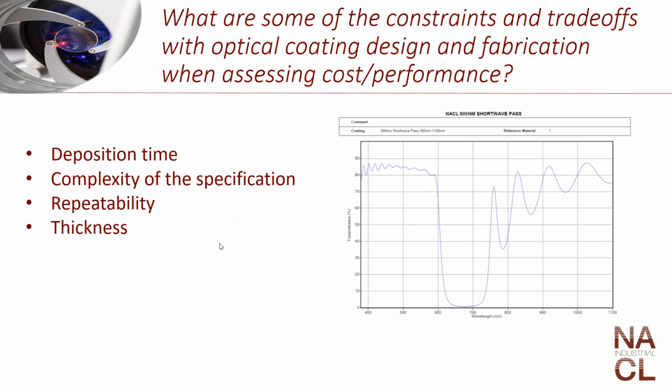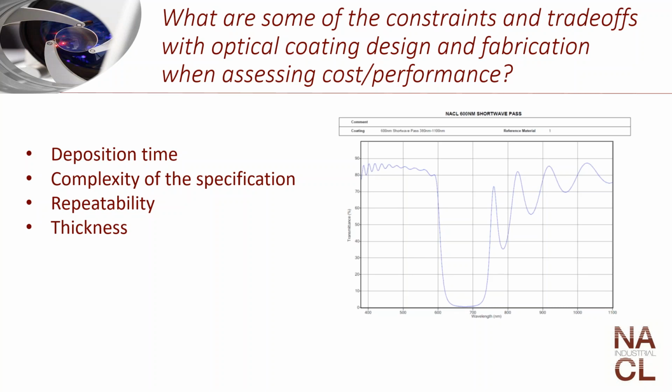So this kind of goes along with the throughput question and commercialization, but what are some of the constraints and trade-offs with optical coating design and fabrication when assessing cost versus performance? So this comes up an awful lot. We'll see a drawing come to us, and it'll have a very, very complex specification written to it. They'll want multiple angles of incidence, S and P polarization, maybe dual bands of performance over a very wide operating wavelength. And for lack of a better term, this is really over-engineering your coating.